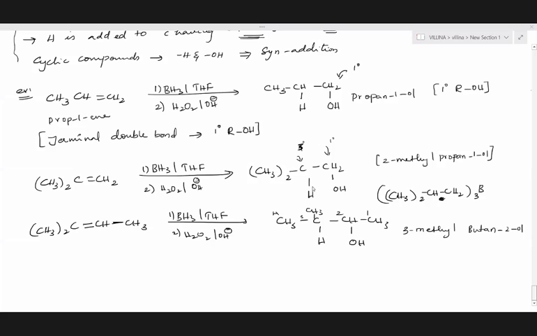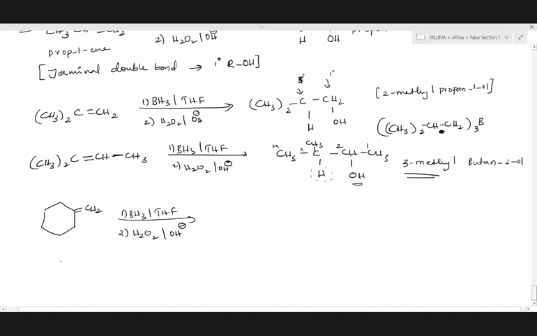So this will be our final product, where the hydrogen is attached to the carbon containing less number of hydrogens according to the anti-Markovnikov's rule, and the other one will get the OH. So this is for normal open chain compounds. So what happens to the cyclic compounds? There are two ways we can deal with cyclic compounds. First let's see exocyclic alkenes, meaning methylidene compounds, and then we will go for proper cycloalkenes.